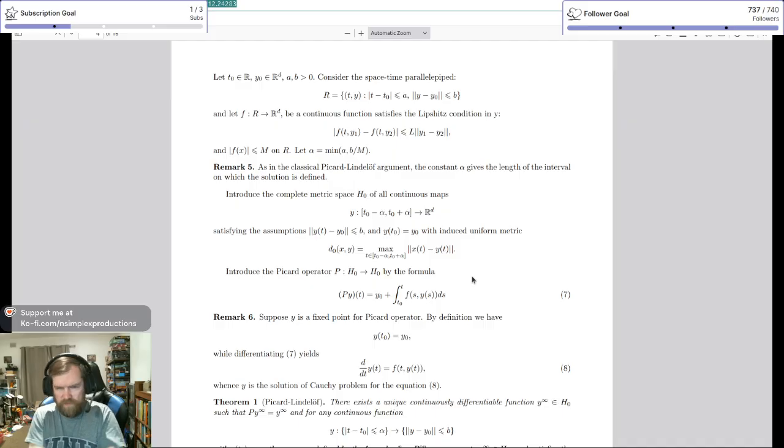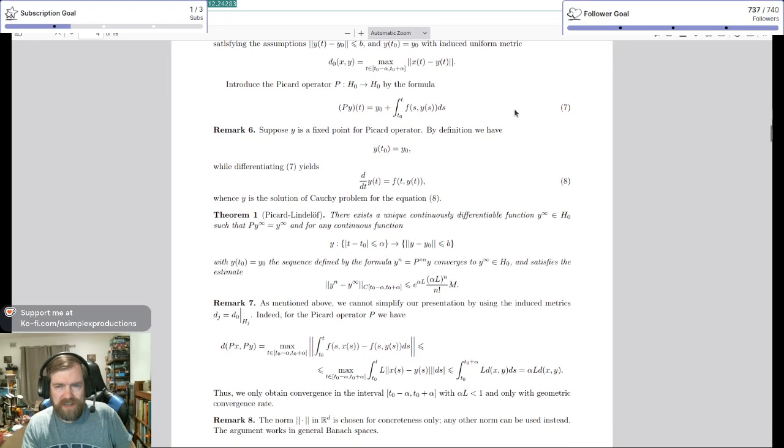Suppose y is a fixed point for the Picard operator. By definition, we have y of t0 equals y sub 0. While differentiating 7, the part with the integral up here, yields dy dt is equal to f of t, y of t, whence y is the solution of the Cauchy problem for equation 8.